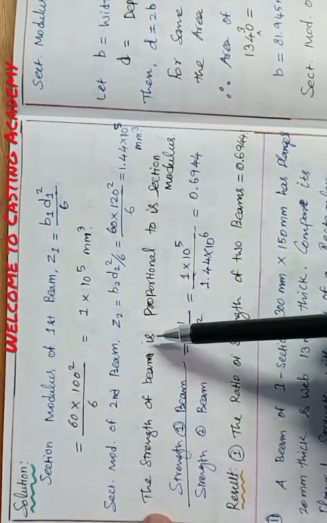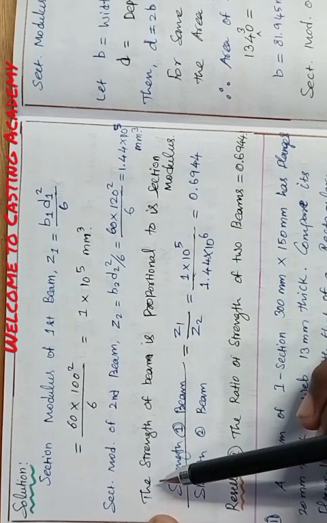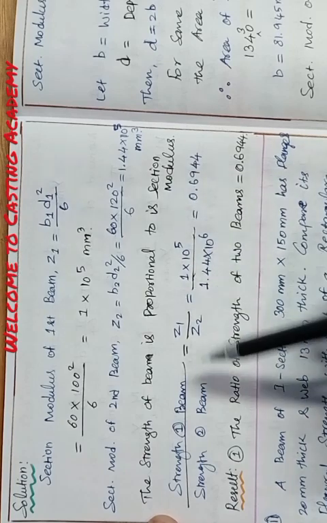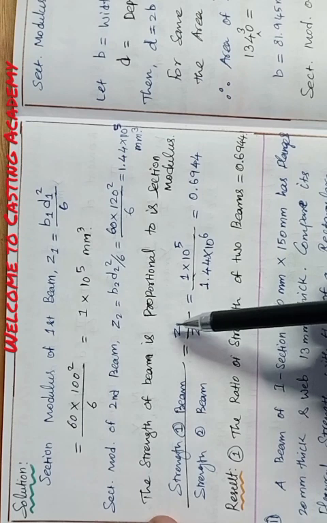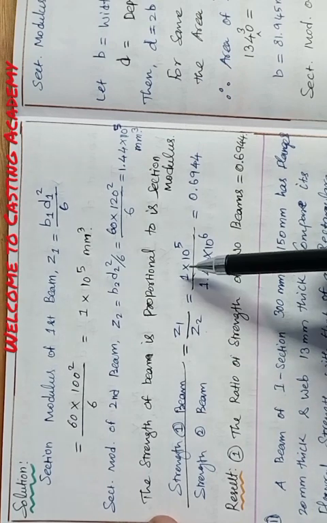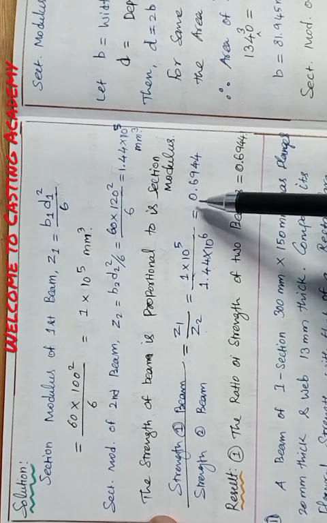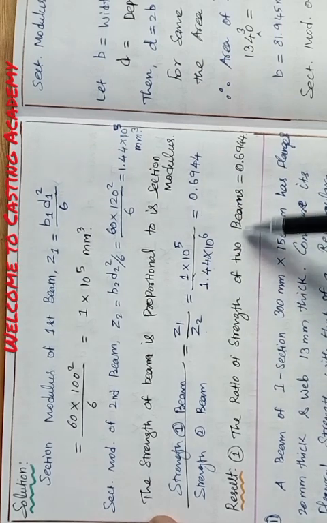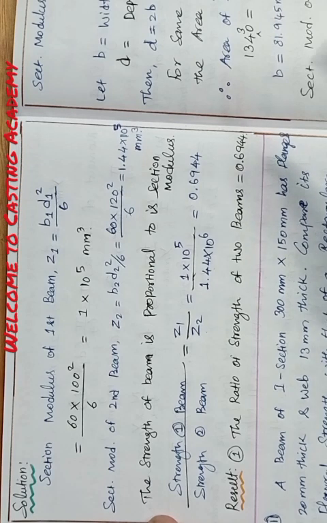The strength of the beam is proportional to its section modulus. So the strength of the first beam divided by the strength of the second beam equal to Z1 by Z2, and the ratio is 1 into 10 power 5 divided by 1.44 into 10 power 5. Answer is 0.6944. Result: the ratio of strength of the two beams is 0.6944.